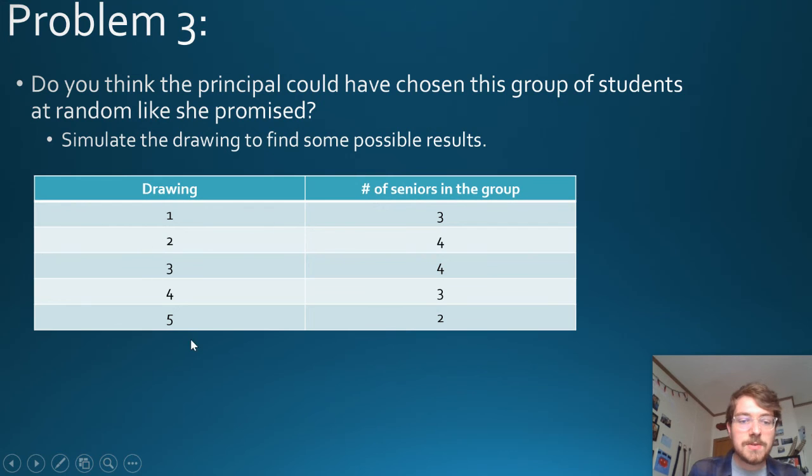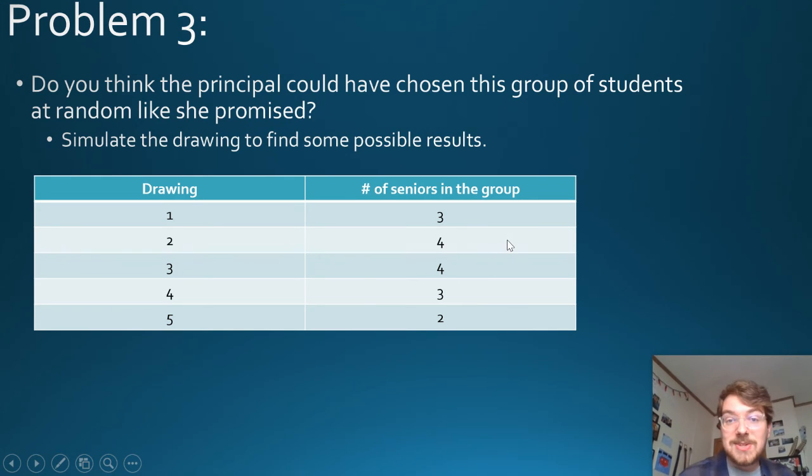So I did 5 different drawings. And in my groups of 8 people that I came up with, I had 3 trials where I had 3 seniors, and then I had 2 trials where I had 4 seniors, and then 1 trial where I only had 2 seniors. So this is kind of weird, right? Because in the principal situation, she drew 5 seniors in this group. And in my situation, I had 2 where I drew 4 seniors.